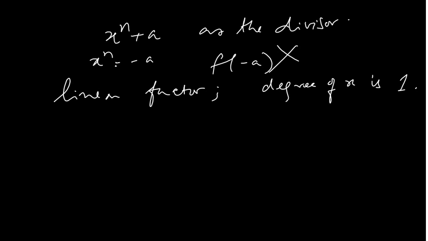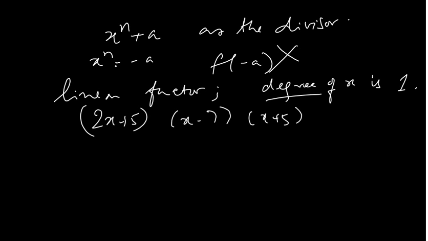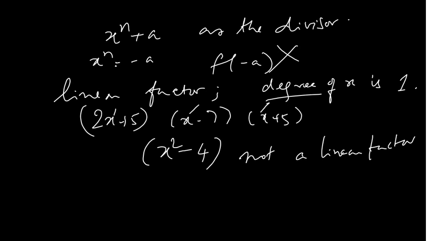So the degree of x is 1, meaning you either have 2x plus 5 or x minus 7 or x plus 5, like that. Here the degree is 1 only. You can't use this for x squared minus 4, so this is not a linear factor. Only x minus or x plus. Got it?